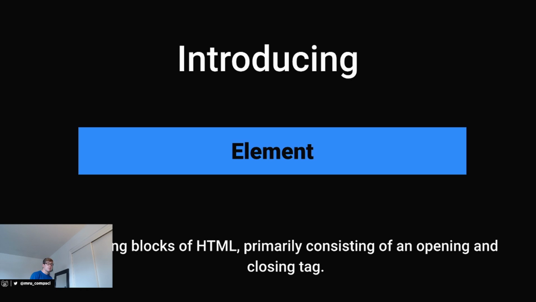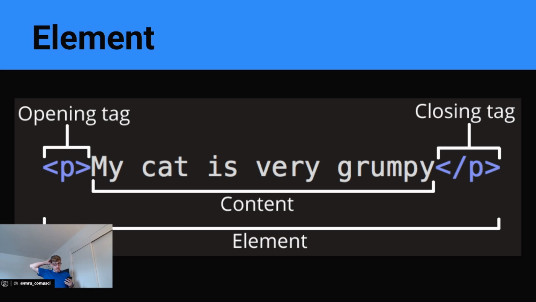Elements are the building blocks of HTML, primarily consisting of opening and closing tags. Sometimes there might not be a closing tag, but for the most part there will be. So take this definition down: they are the building blocks of HTML, primarily consisting of opening and closing tags. This is what an element looks like. Like I said, opening tag, closing tag, content in between, but the whole thing is an element.